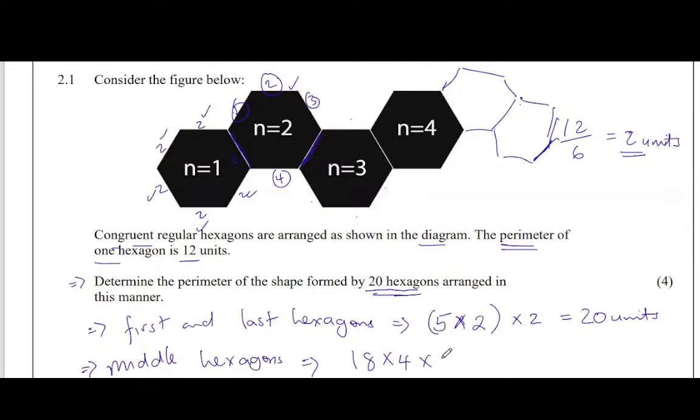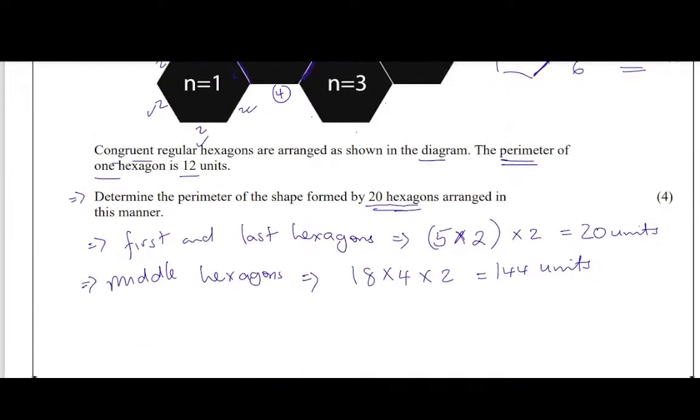But each side is 2 units. So it's 18 times 4 times 2. That's going to give me 144 units. Then for me to get the total perimeter, I'm just going to have 144 plus 20, which will give me 164 units.